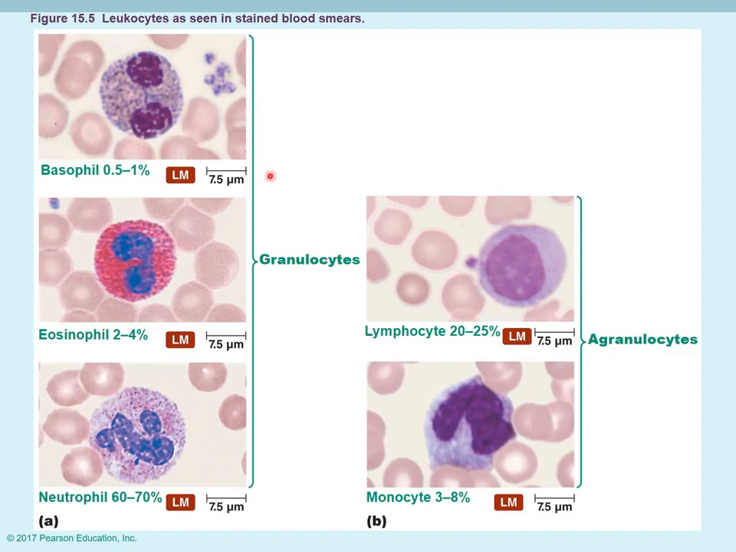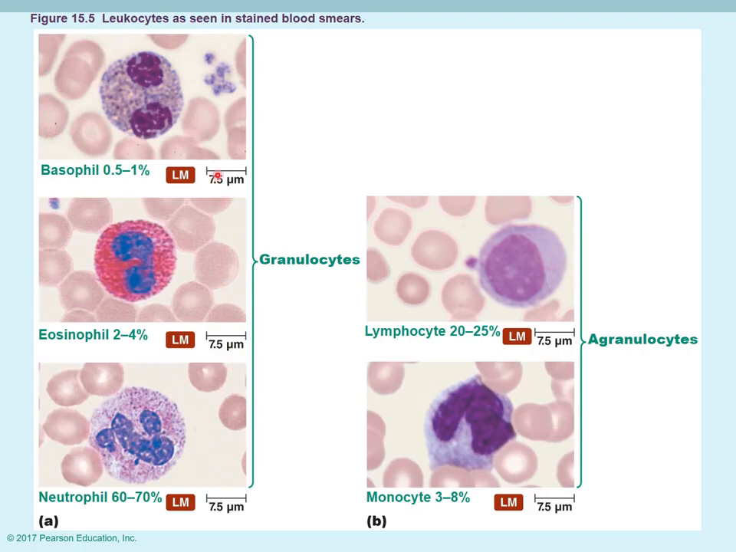So over here are our granulocytes. If you notice, the coloration of the grains is different between them. And then you also look at the morphology or the shape of the nucleus. Does it have two lobes? Does it have multi-lobes to it?